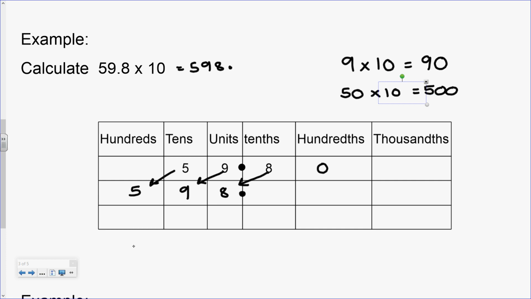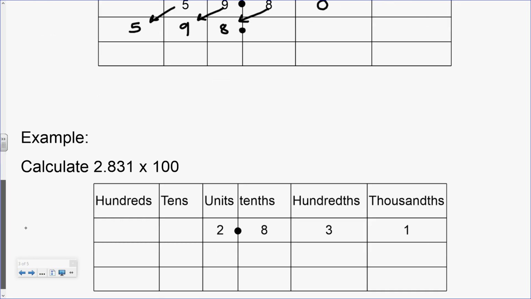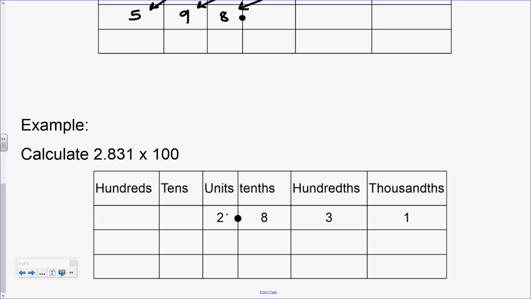Okay, right, let's have a little look at another example. Okay, so the next one we've got is 2.831. So I've entered it into the place value table. This time we're multiplying by 100. So if I multiply 2 by 100, I get 200. So that is going to move that number over 2 places this time to the hundreds column. And then each of the numbers after that are going to follow.